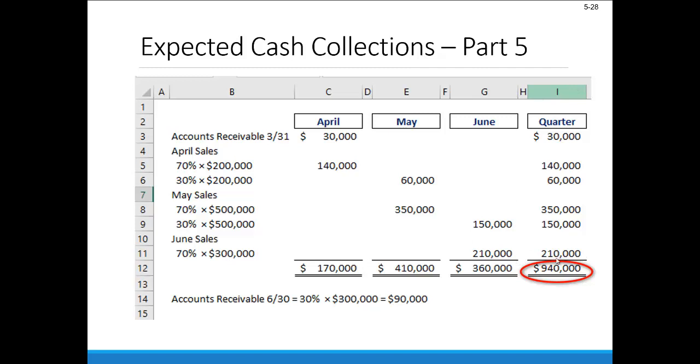So we wouldn't show that anywhere at the top here. What that would be, though, is at the end of June, the end of this quarter, our accounts receivable balance would be assumed to be 30% of June sales, 30% of 300,000 or $90,000, rolling over to the following quarter there. So scheduled cash collections here just shows, again, month to month and for this full quarter, what do we expect to collect in cash from sales? This will be useful for our cash budget later on down the road.